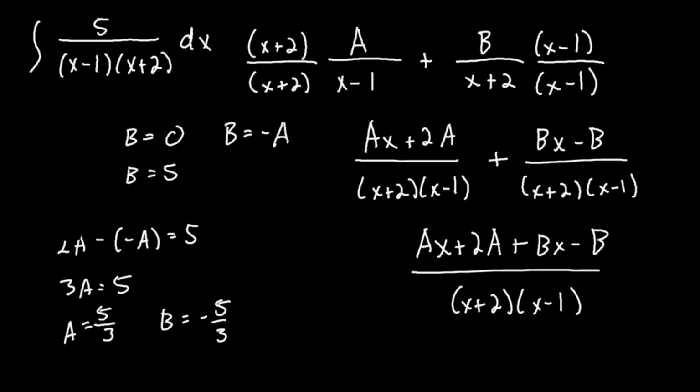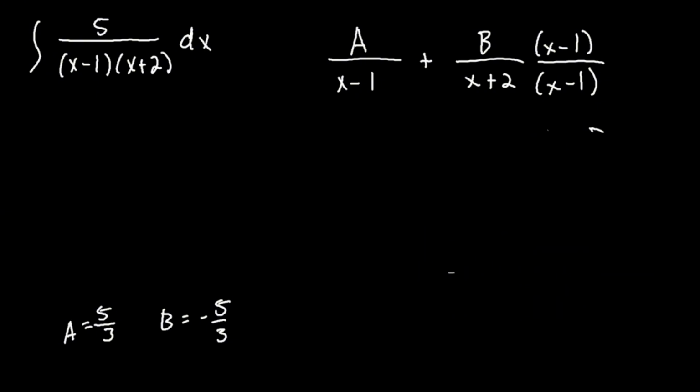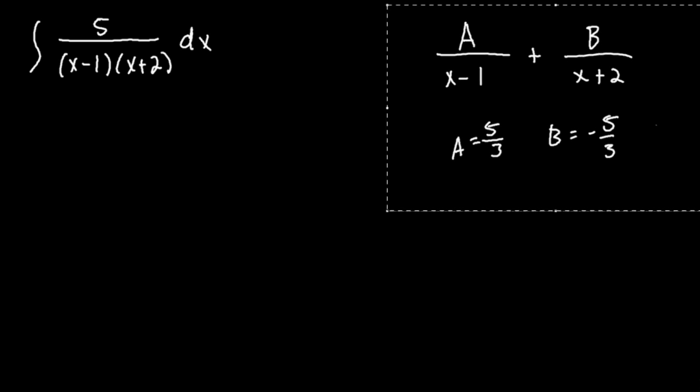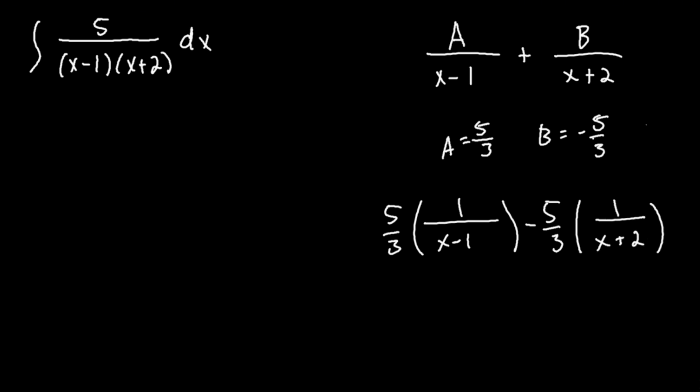All right, we have A and B values. That is the end goal for partial fraction decomposition. So in our original format here, this is what we wanted to use: A over x minus 1 plus B over x plus 2, and we solve for the A and B values. So if we rewrite this, we should get 5 over 3 times 1 over x minus 1 minus 5 over 3 times 1 over x plus 2. Correct? I just substituted in the values for A and B here.